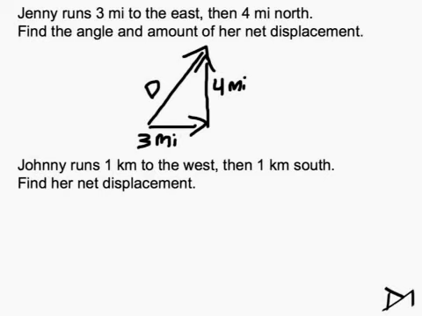So we draw that vector perpendicular. East is perpendicular to north. So our net displacement we're calling D here. Find the net displacement D. And then we connect our arrows.